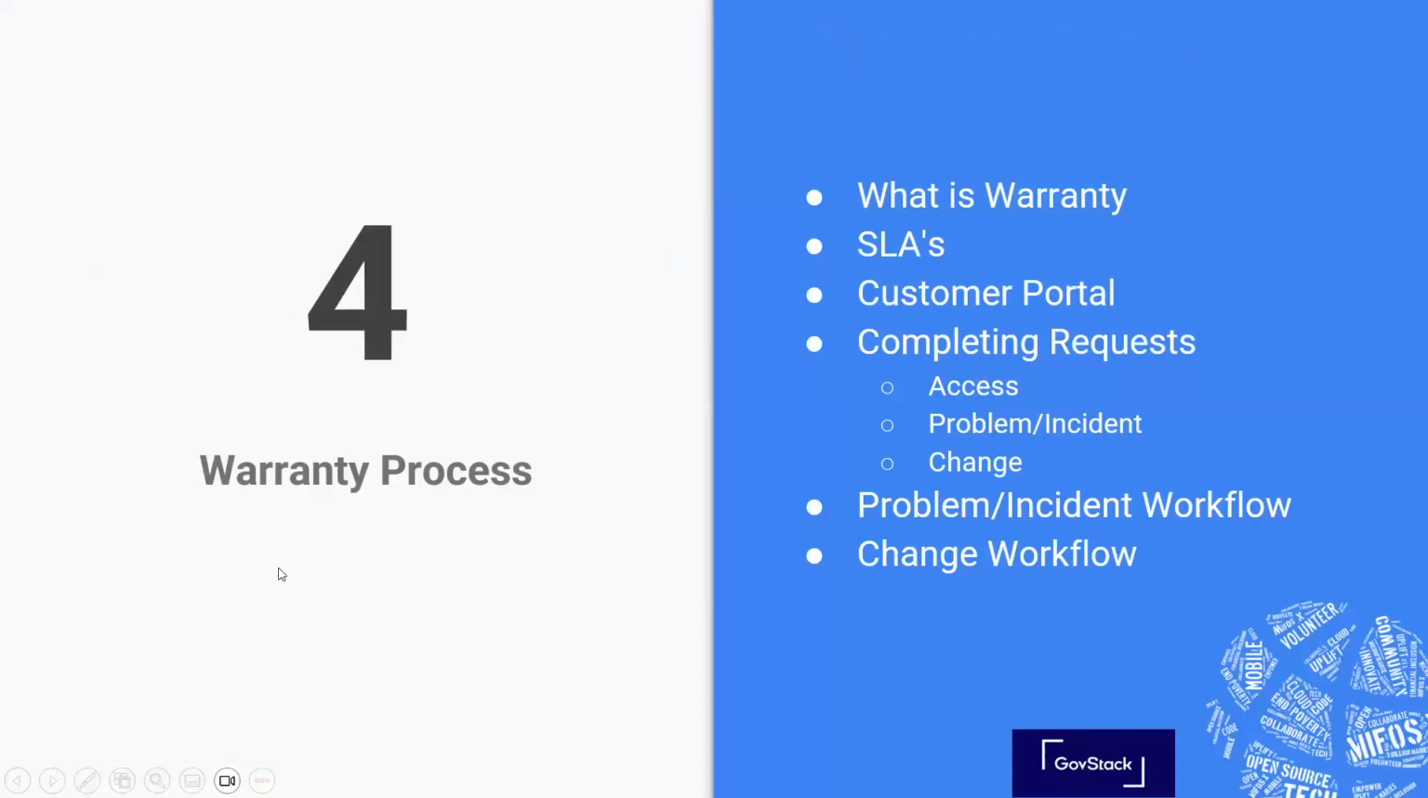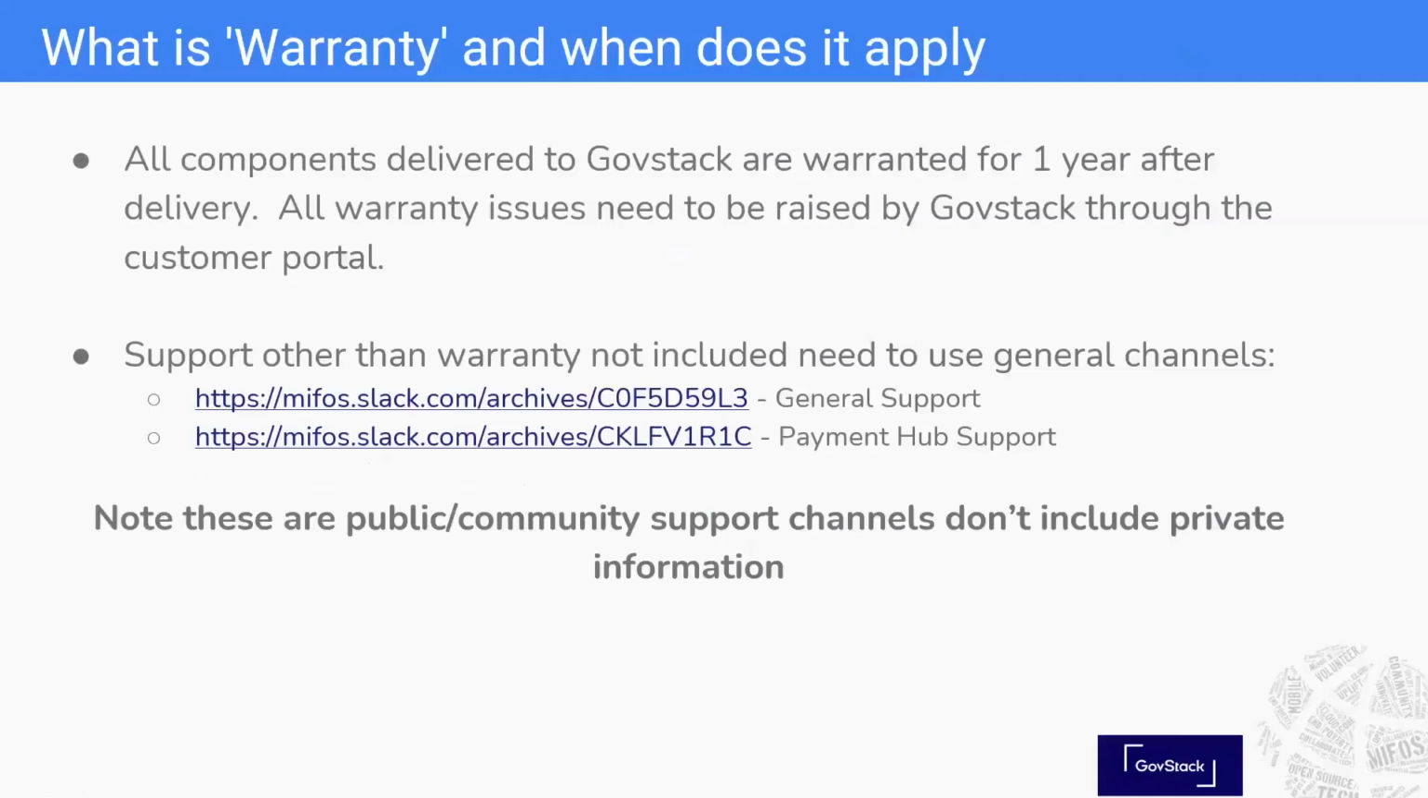Yes, indeed. Thank you. So what we'll cover is what the warranty is. We'll look a bit at SLAs and how they apply. We'll take you to the customer portal, we'll show you some screenshots, and I'll take you live to the customer portal so you can see what's happening there. We'll go through the 3 request types that are relevant for GovStack: access, problem incident, and change. And then we'll look at some of the workflows of what happens. All the components that have been delivered to GovStack are warranted for 1 year after delivery.